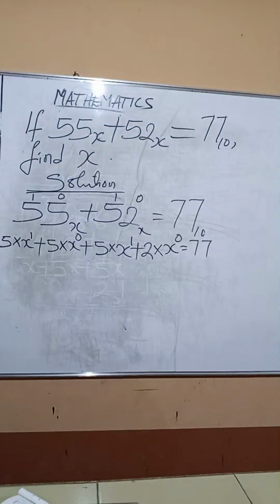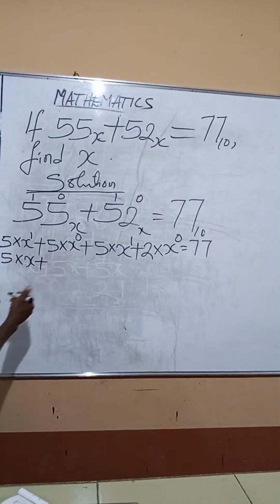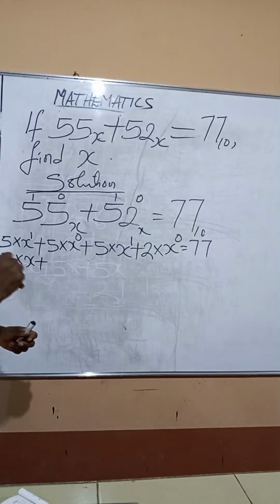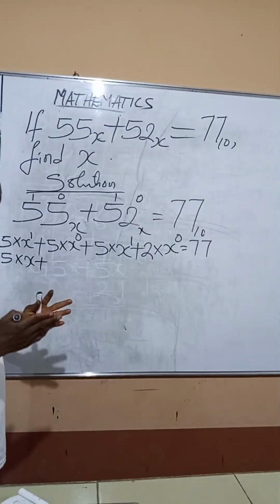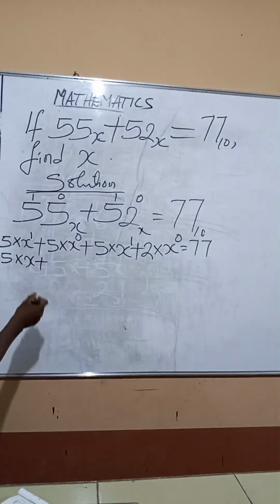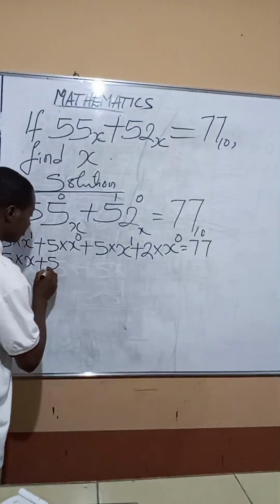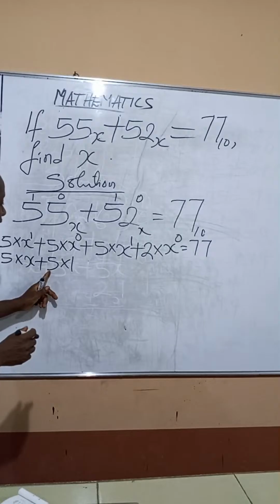So we can now go ahead, right? This gives us 5 times x plus. Here it's no longer 5 times x. That's to tell you that 0 is very powerful, so don't joke with 0. 0 can reduce anything, right? So this gives 5 times 1, 5 times 1.